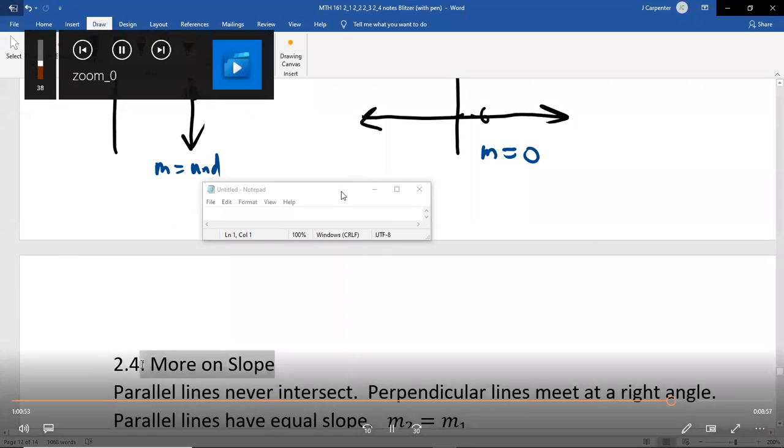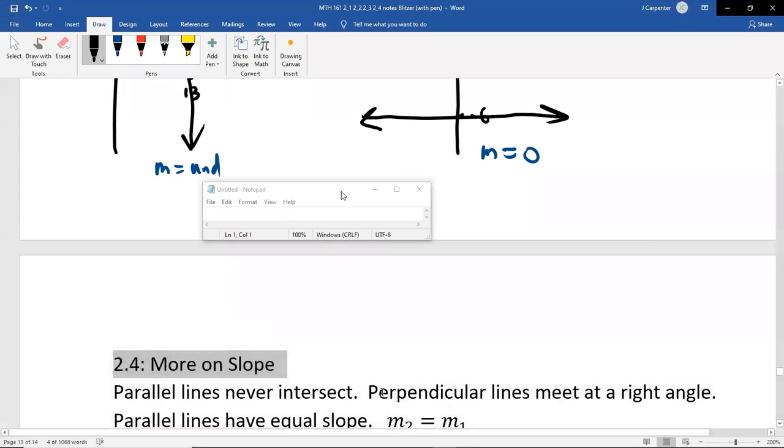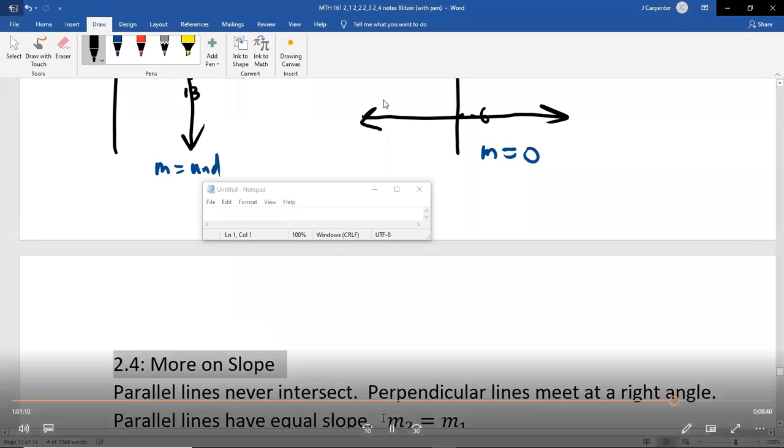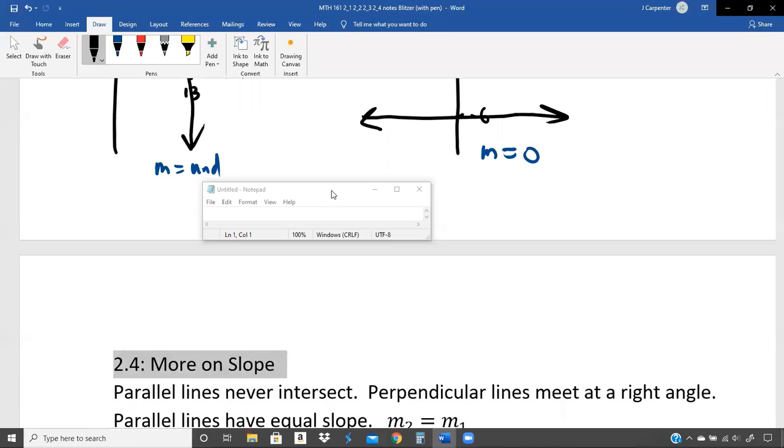More on slope. So 2.3, the main topic was slope, but also with lines. In 2.4, we're going to talk about more things with slope, not just dealing with one line, but dealing with two lines simultaneously. So that's a common theme in algebra and calculus moving forward, that you'll have simultaneous equations or a system of equations. And sometimes they can have special relationships to each other, like they're parallel.